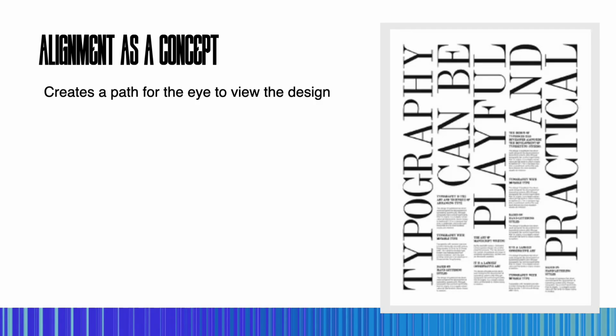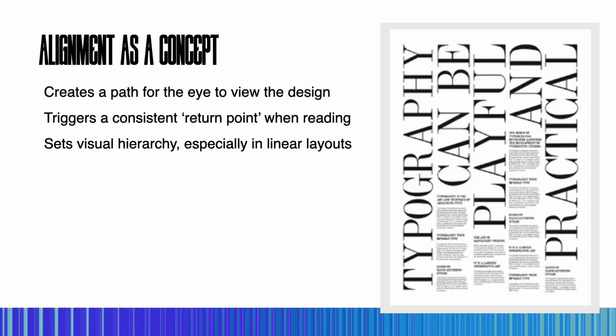So alignment. Alignment as a concept creates a path for the eye to view the design. It helps you to guide the viewer's eyes throughout the design. And that's part of your job as a communicator, as a designer, is you're trying to make it easier for people to understand, easier for people to process whatever the information is that you're trying to communicate to them. So you want to create a path for the eye to view the design.